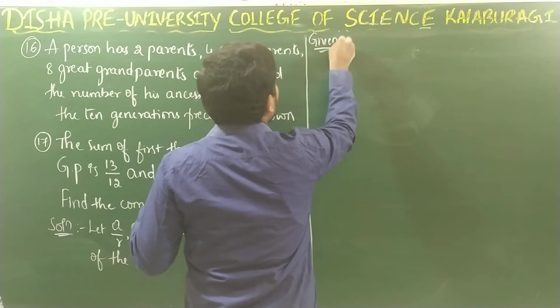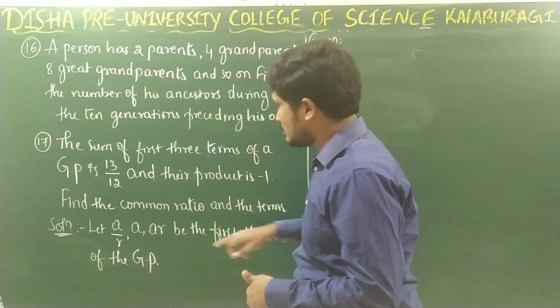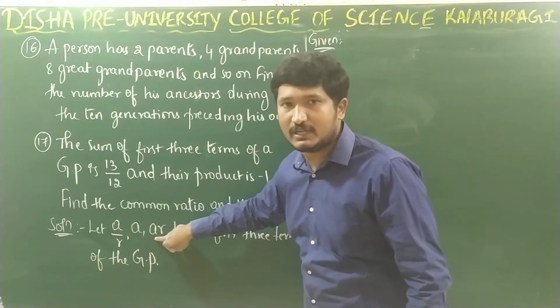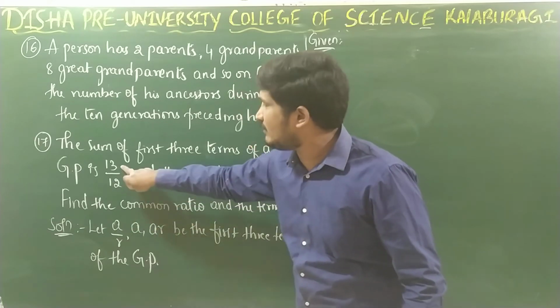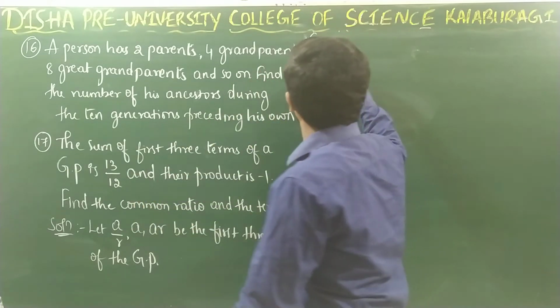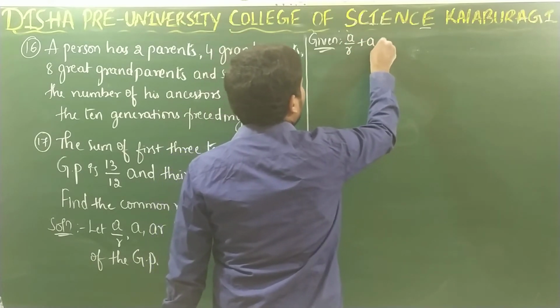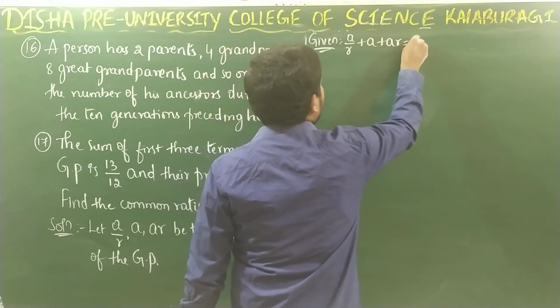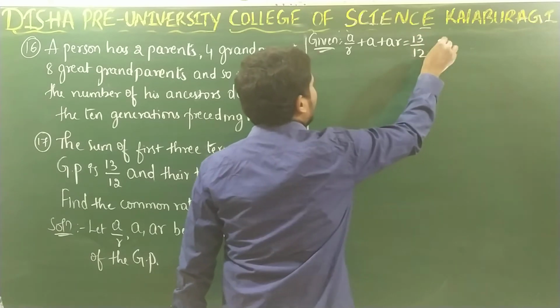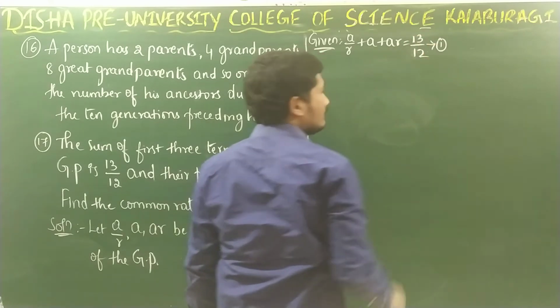What is given? Sum of first three terms. So I have considered these three as the first three terms. So when I add this, I will get 13 by 12. So what will it be? A by R plus A plus A into R is given by 13 divided by 12. Let this be equation 1.